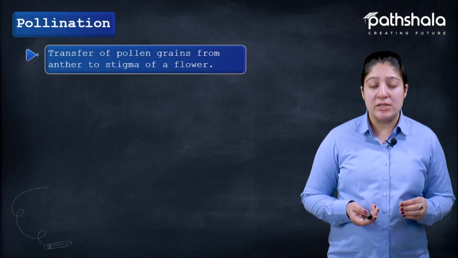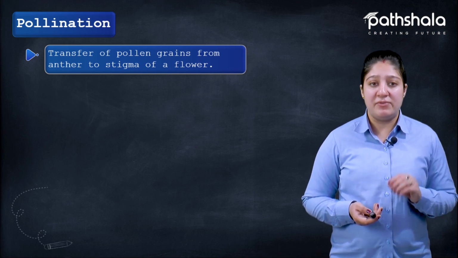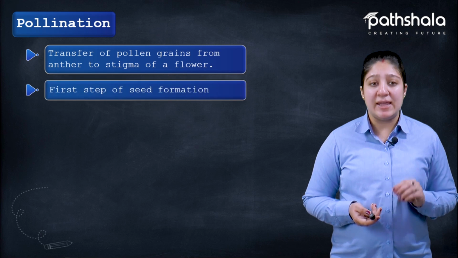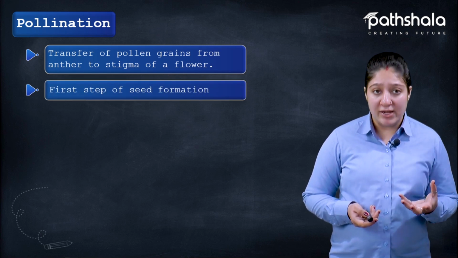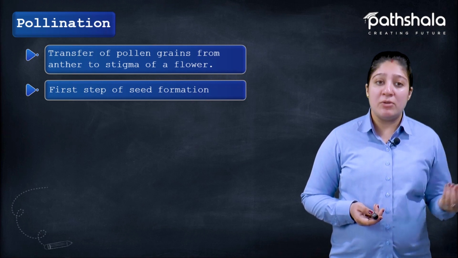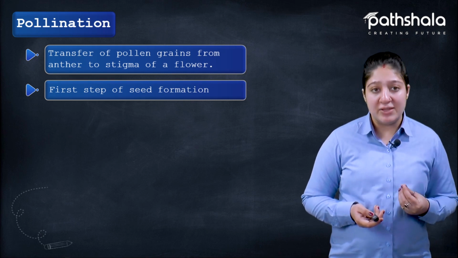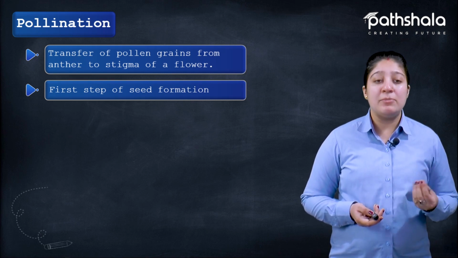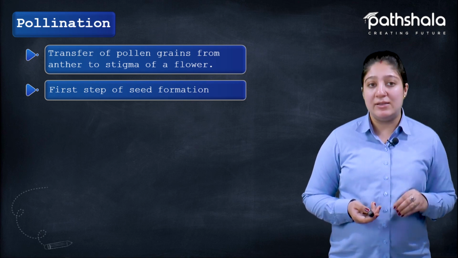Pollination is just transfer of pollen grain from anther to stigma of a flower. Now what happens in this case? The pollen grains which are present on the anther are transferred from the anther to the stigma of a flower. Stigma is a sticky part. Because of that, when the pollen grains transfer from the anther to the stigma, they easily stick there.